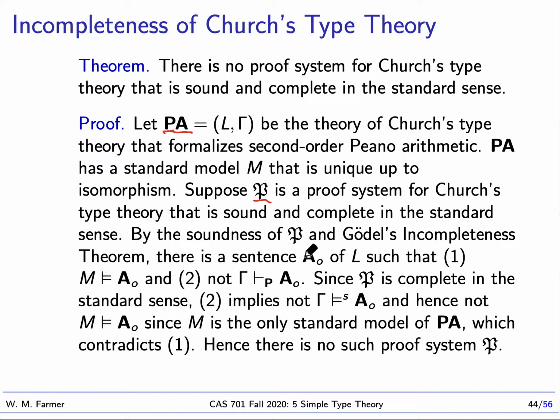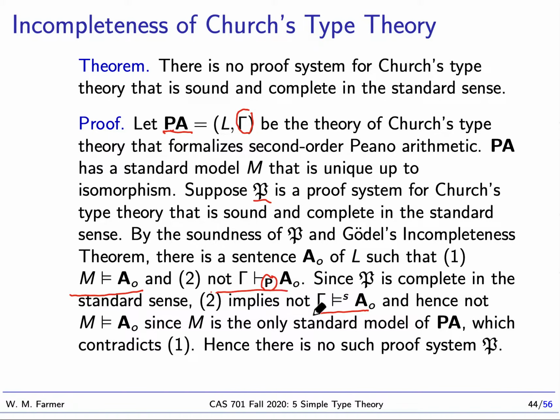So then by the soundness of P and Gödel's incompleteness theorem, there is going to be a sentence A, that would be a closed formula A, such that A is true in this model, and we cannot prove A from the axioms of PA in our proof system P. Now, since P is complete in the standard sense, 2 implies this.